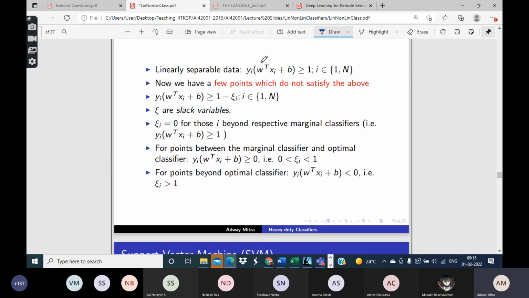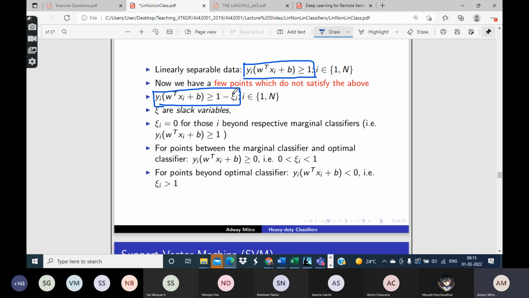So this was the original constraint we had. This is saying that all the points are going to be correctly classified by both the marginal classifiers. Now what I am going to do is add this kind of a slack variable.